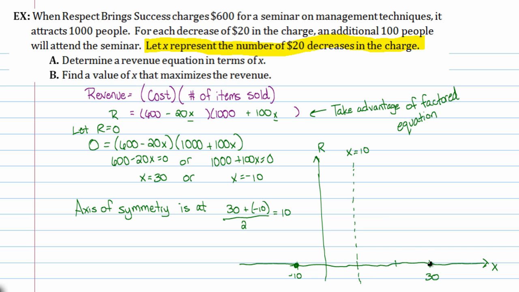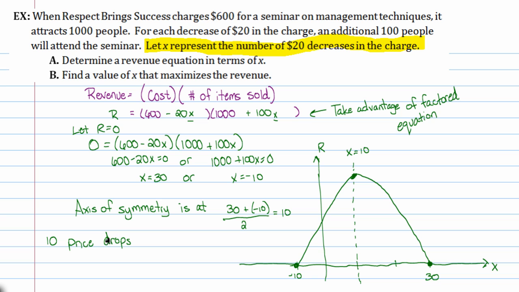And all we're being asked to do is find a value of x that will maximize revenue. They're not asking me actually how much revenue I'm making. They're saying how many price decreases must I have in order to make the most money? And I find out that if I let x equal 10, in other words, let the number of $20 decreases be 10, I will make the most amount of money. So the answer to this question is we do 10 price drops. That will maximize our revenue.